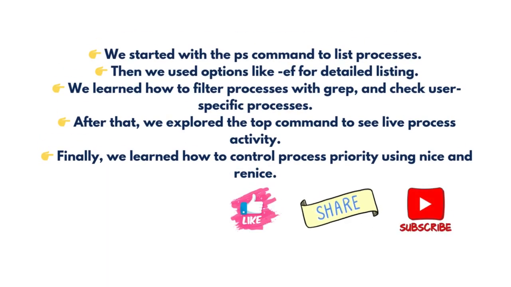In this session we learned about process management in Linux, which is a very important skill for an Oracle DBA. We started with the ps command to list processes. Then we used options like -ef for detailed listing. We learned how to filter processes with grep, and check user-specific processes. After that, we explored the top command to see live process activity. Finally, we learned how to control process priority using nice and renice.